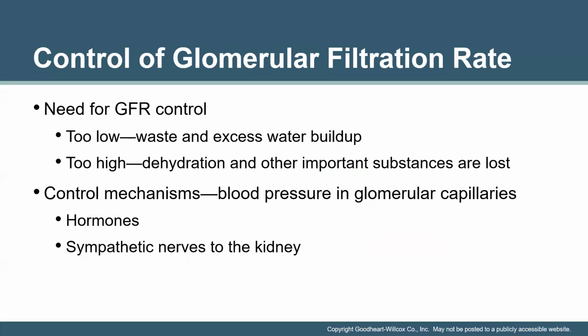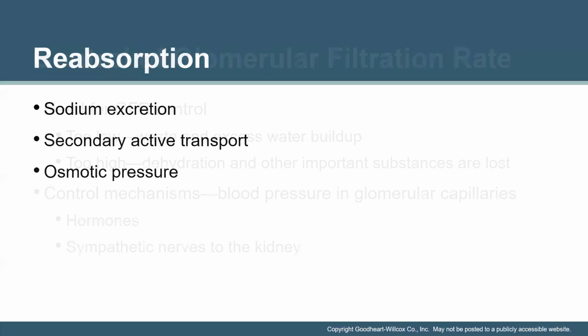Control mechanisms: the blood pressure in the glomerular capillaries can be controlled by hormones and the sympathetic nerves to the kidneys. Remember that those adrenal glands sit right on top. So the medulla of the adrenal glands is where catecholamines are produced, your epinephrine and norepinephrine, which are responsible for control of the sympathetic nervous system. So high fight or flight situations are going to control this rate of filtration and either make it produce more or less, depending on what the tone is. And then particular hormones will help regulate the control of this rate as well.